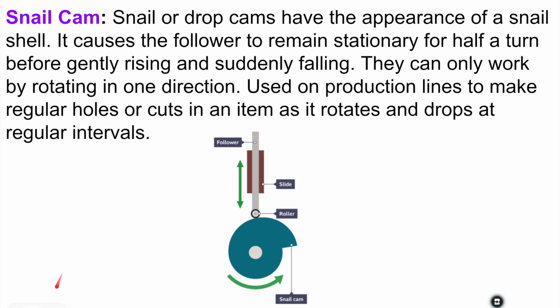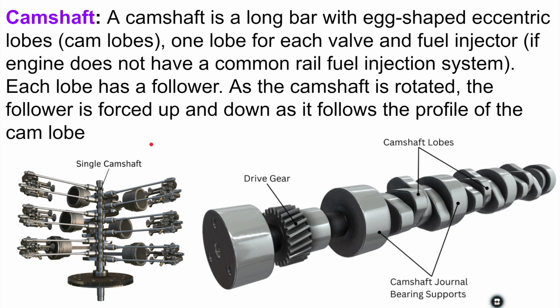Now, most times I think when people think of cams, they think of camshafts. So a camshaft is a long bar with egg-shaped eccentric lobed cams, one lobe for each valve and fuel injector. So these are actually things that you use in your engine to make an internal combustion engine work. Each lobe has a follower.